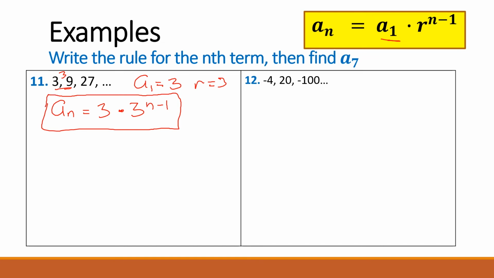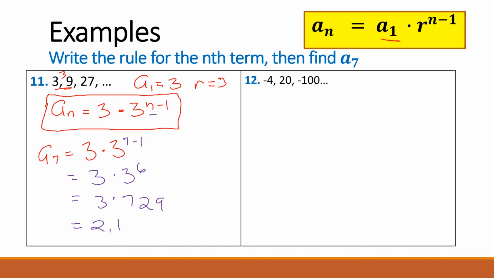Now I want to find the 7th term, so I just plug in 7 for n. a sub 7 is equal to 3 times 3, and instead of writing n, I'll write 7 minus 1, and simplify. 7 minus 1 is 6, and I still have to use order of operations. So I'll do 3 times 3 to the 6th power. 3 to the 6th power is 729, times 3, and that gives me 2,187 for my 7th term.